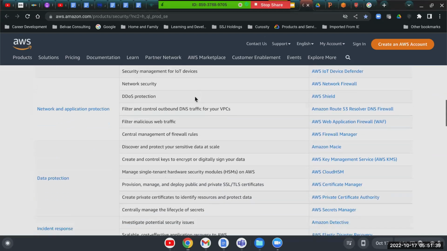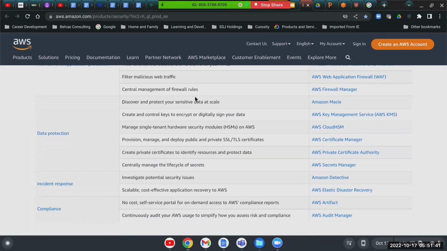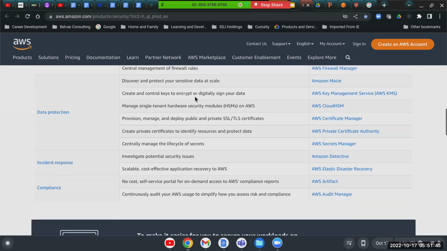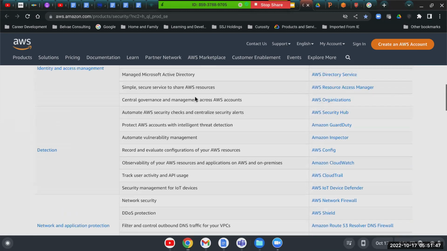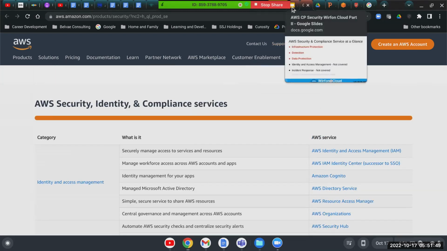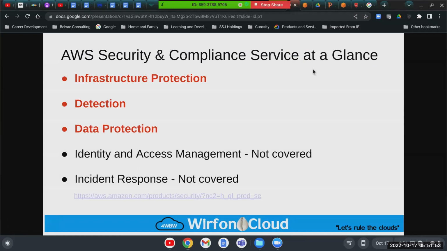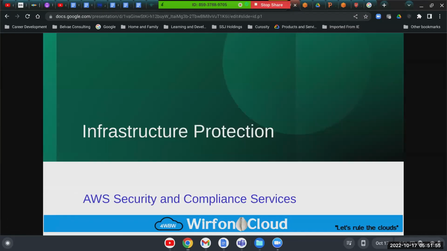Now, for those of you that are thinking about it, you may not need to know every single piece of these services. But what we're going to do during this presentation is cover the most important elements. Okay, so that being said, let us start. So the first part of this is infrastructure protection. What are we talking about when we say infrastructure?